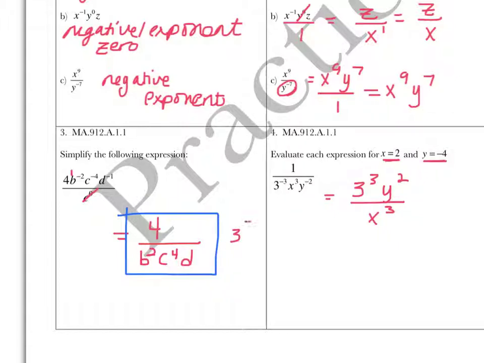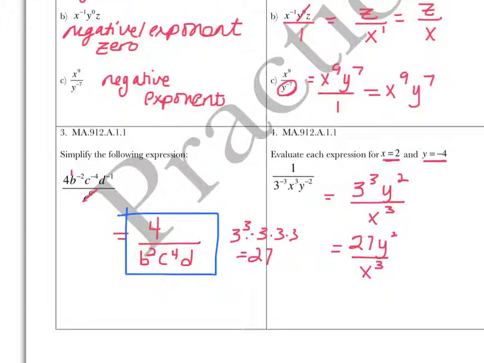So I'm going to figure out what 3 to the 3rd power is. 3 to the 3rd power is equal to 3 times 3 times 3. So that's going to be 27, because 3 times 3 is 9 times 3 is 27. So this is going to equal 27y squared over x cubed.